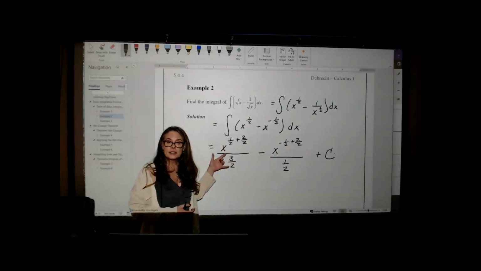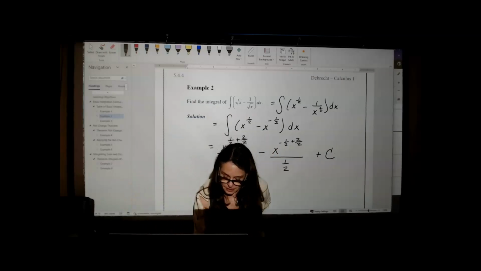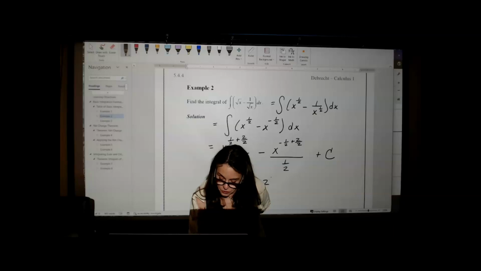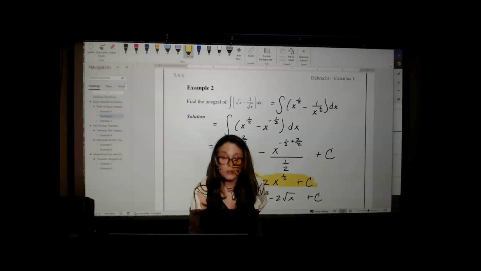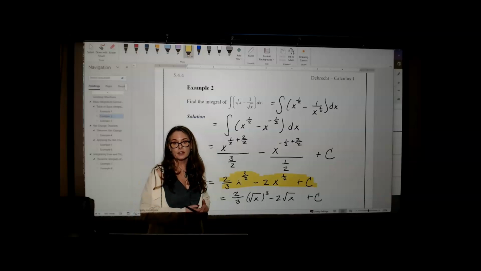Dividing by a fraction is the same as multiplying by a reciprocal, which means that I can write this as 2/3 x to the 3/2 minus 2 x to the 1/2 plus a constant. You could rewrite it in radical form, but honestly, I probably would just leave it in the previous form. But you could rewrite it. And this would be our solution, an antiderivative function, the same variable as in the original integral, up to the constant of integration plus c.